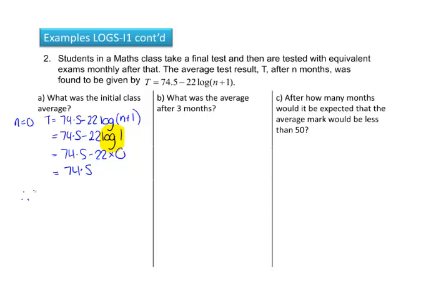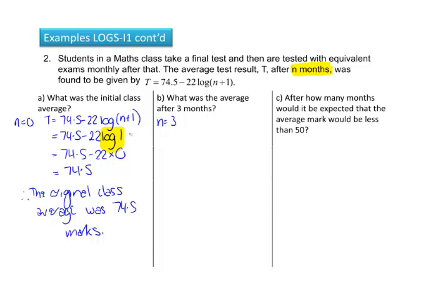So therefore the original class average was 74.5 marks. Next one, what was the average after 3 months? When we go back to our question, it says n is in months. So if we're looking at 3 months, it means n is 3.